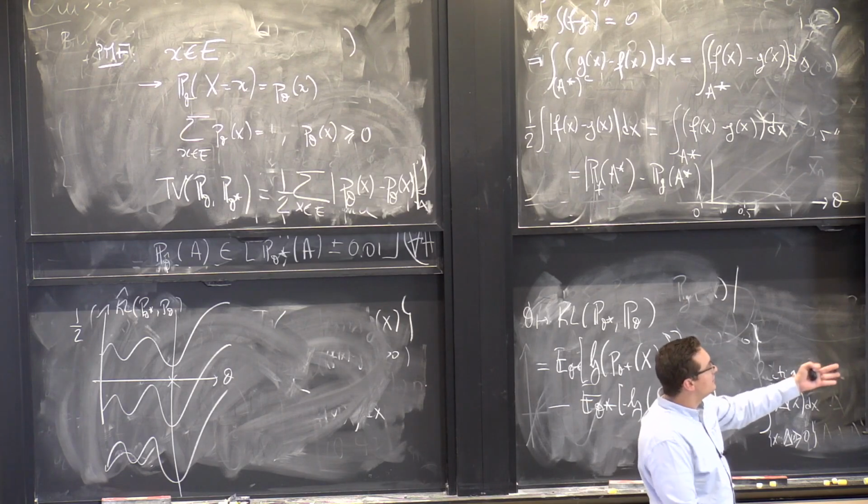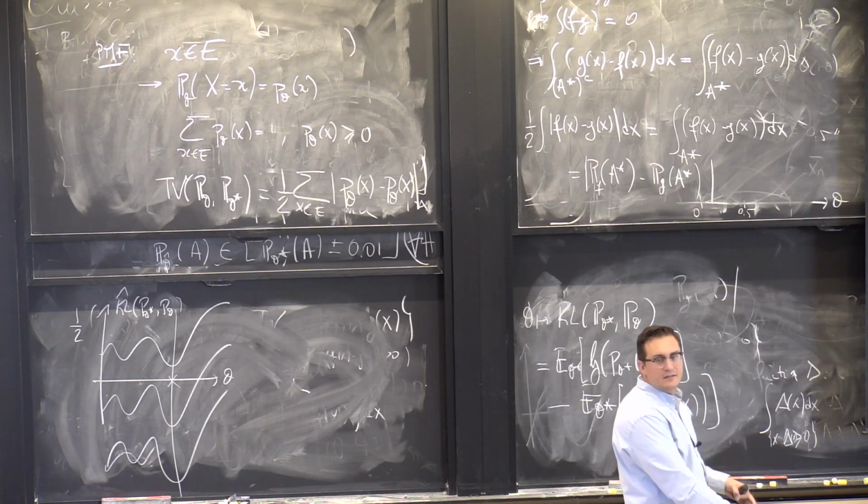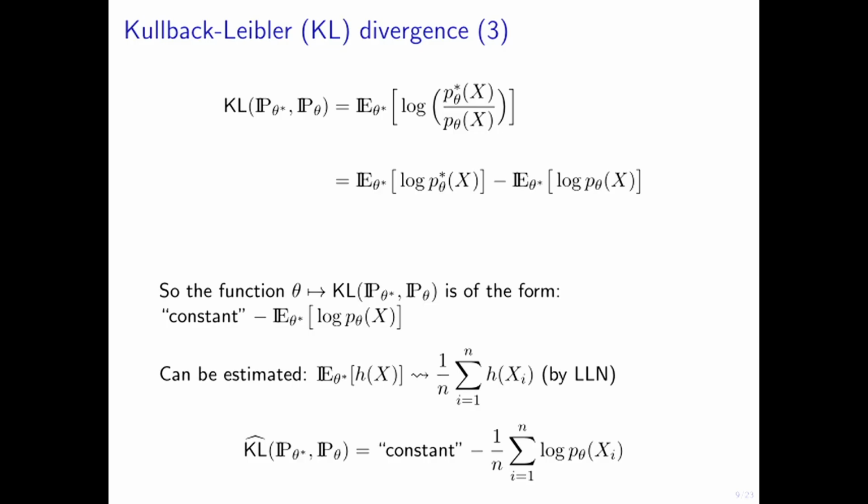So when I say constant, it's a constant with respect to theta. It's an unknown constant, but it's with respect to theta. So without loss of generality, I can assume that this constant is 0 for my purposes. Or 25 if you prefer.